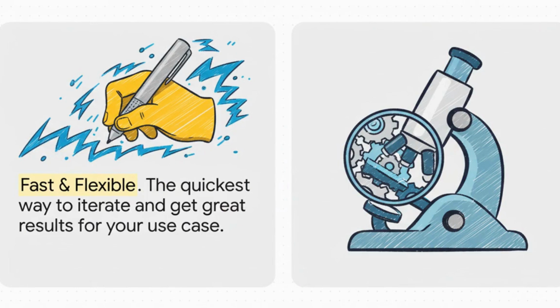So prompt engineering is always your first tool. It's fast, it's flexible, and it is incredibly powerful. But it does have limits. What happens when you need to give the model more context than you can fit in a single prompt? Or when you need to really optimize for cost and speed at a massive scale? Well, for that, we need our third pillar.